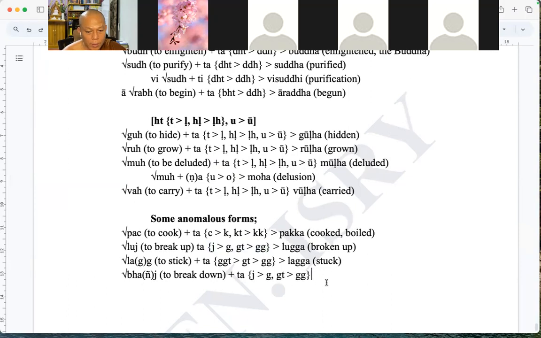So Ja changed the ga da to the ga ga. That is back ga. So broken down or cut off also. Bagati. Benjati bagati.